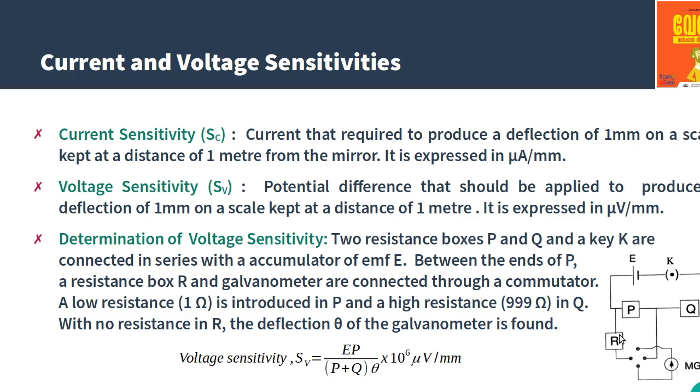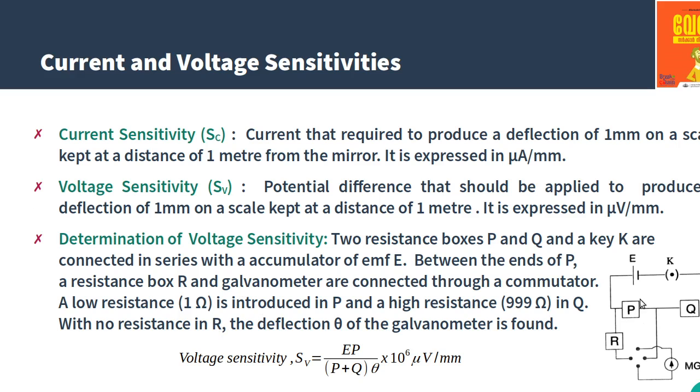First we will take a very low resistance, 1 ohm, in P, and a high resistance, 999 ohm, in Q. That means we are keeping the total resistance P plus Q at 1000 ohm in this experiment, with no resistance in R. We are not pulling out any resistance from R. We only took 1 ohm from P, and we kept 999 ohm in Q.